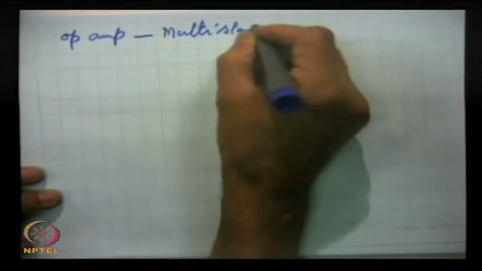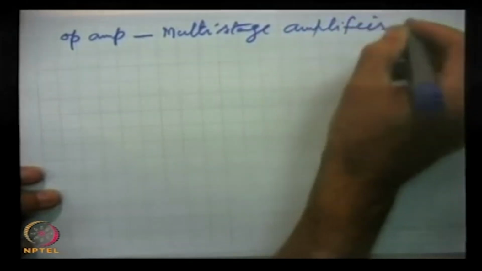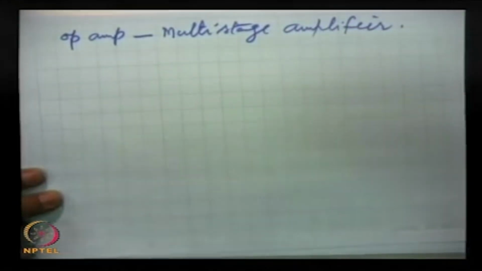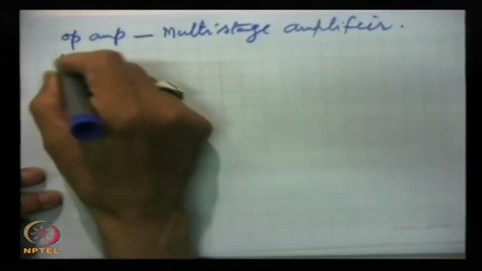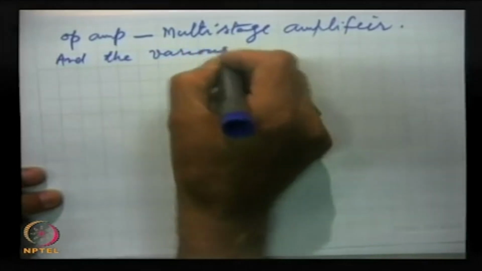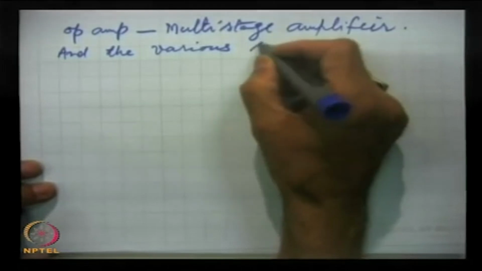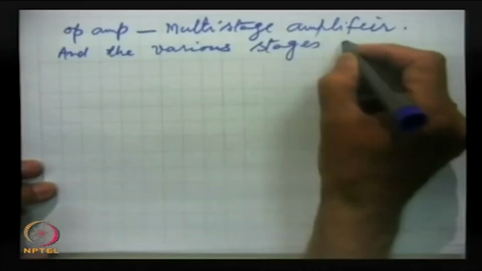So, the op-amp is a multi-stage amplifier, and the various stages are these.